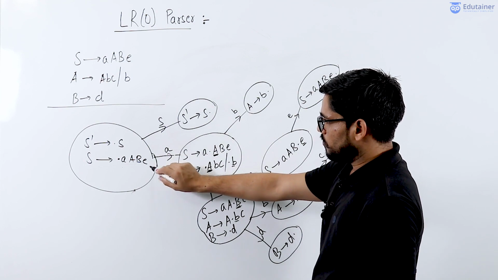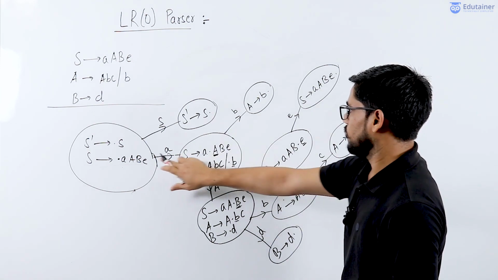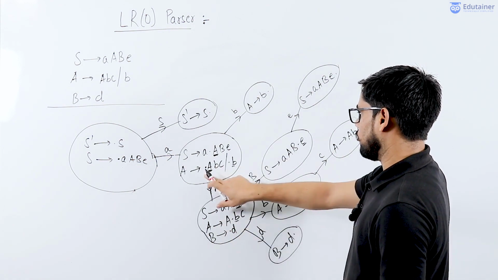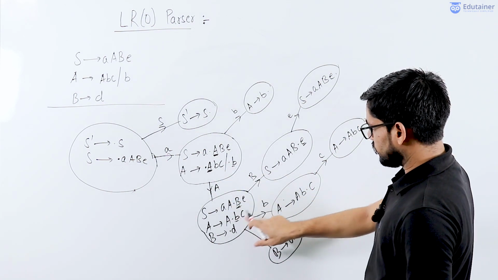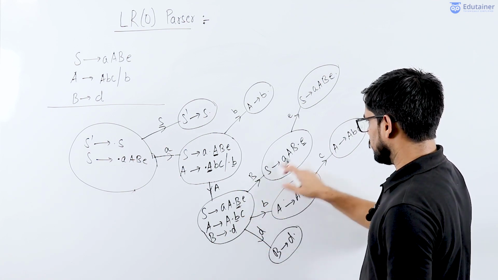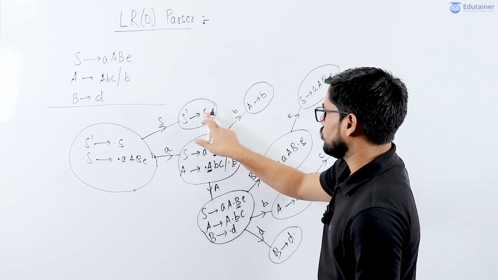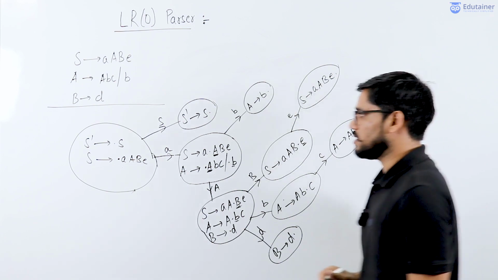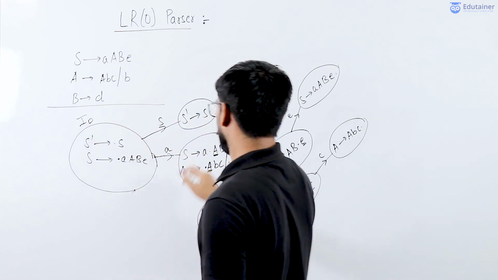Let's check one more time. For S, yes. For A, it is over. Then A will move eventually here. Then for A, I will take these productions. Then for B, I will take these productions. Then after that, for B it is over, and for D it is over. For capital B it is over. So how many states are here? There are a total of 1, 2, 3, 4, 5, 6, 7, 8, 9, 10. Total 10 states here.